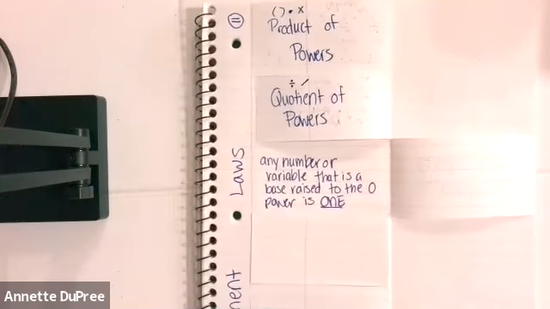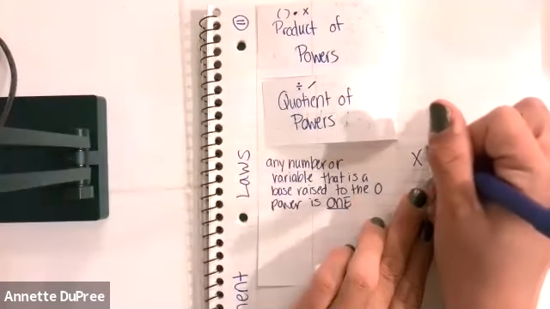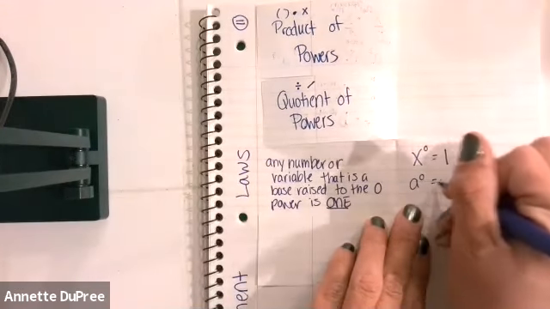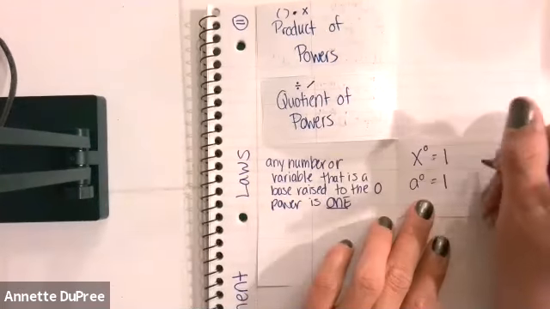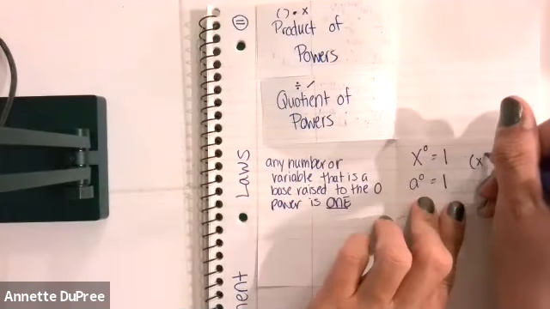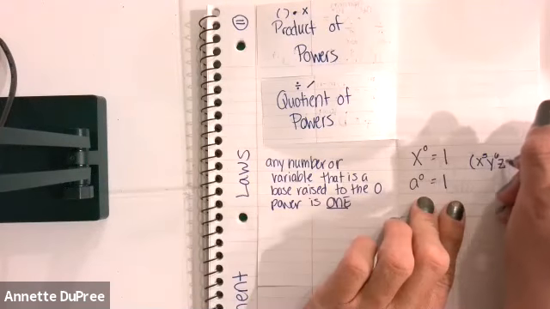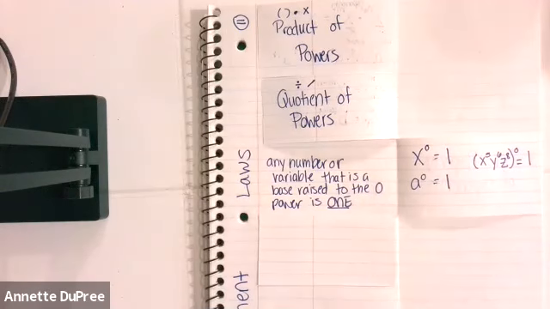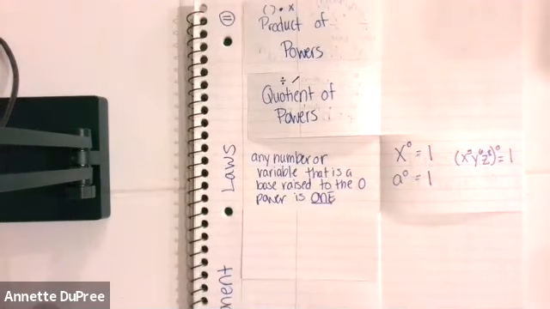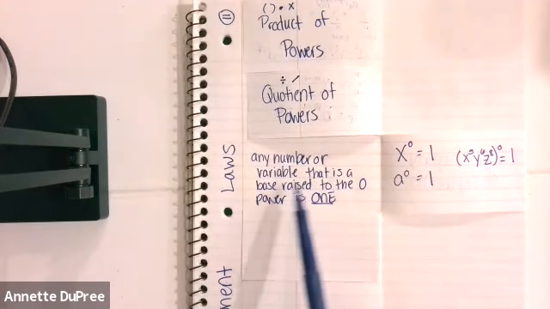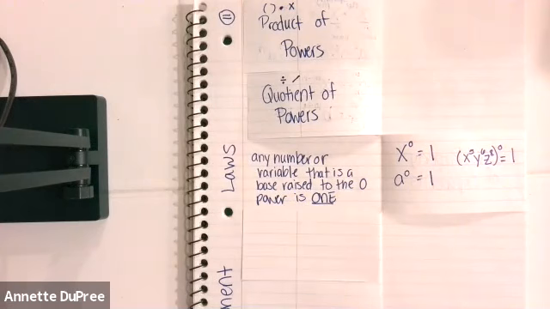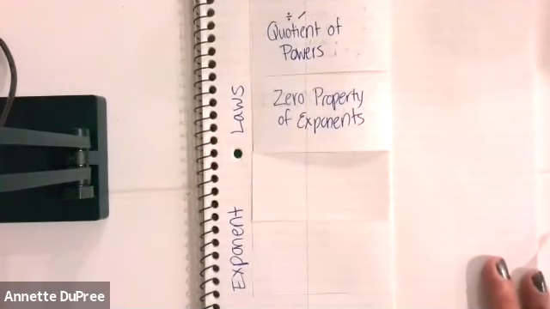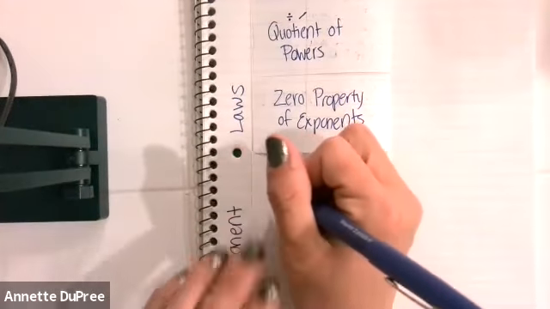So what does that mean? Let's look at this. If we had x to the 0 power, it becomes 1. If we had a to the 0 power, it's 1. If we had this whole expression, x to the 5th, y to the 6th, z to the 8th, raised to the 0 power, that whole thing becomes 1. So it's probably our easiest rule, and it's what we're going to see the most. So any number or variable that is a base raised to the 0 power is 1. Pretty simple stuff, guys.